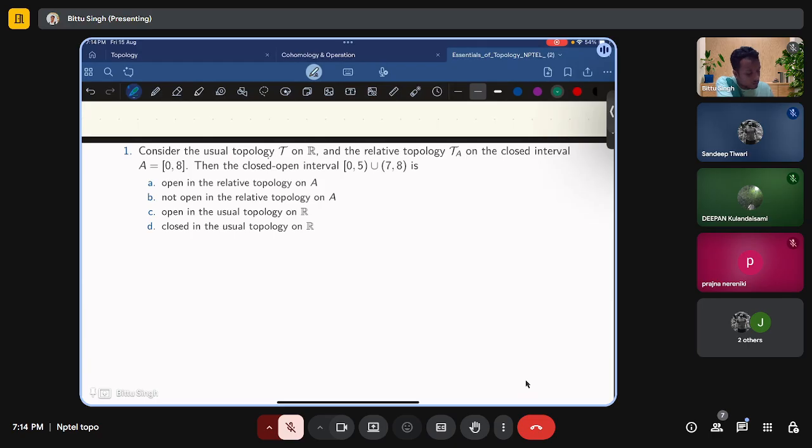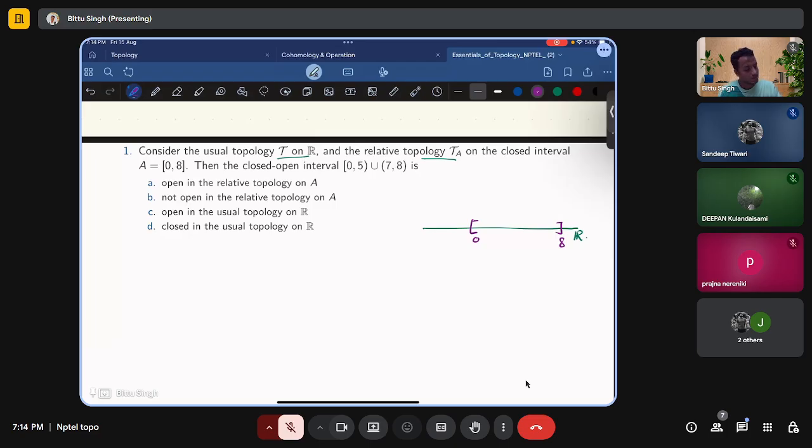Here the usual topology tau on R is given, that is, R is equipped with the usual topology tau. Now we need to consider the relative topology. This is R, and the subspace A is given by the closed interval 0 to 8.